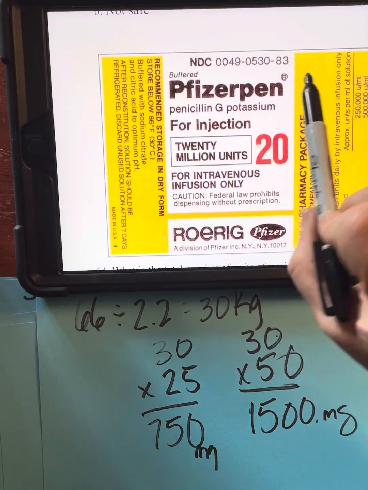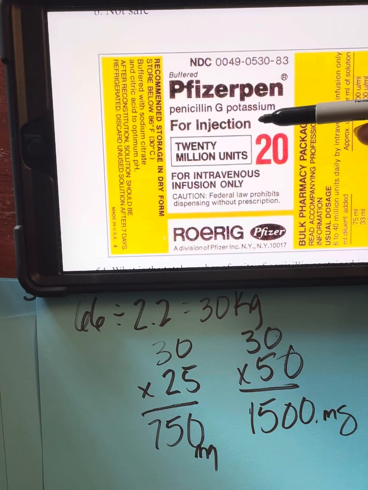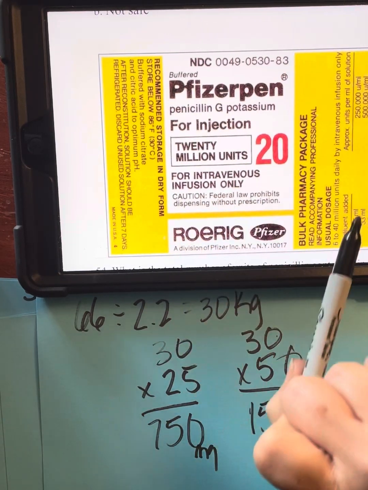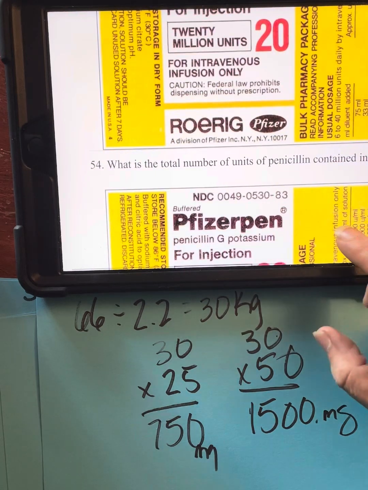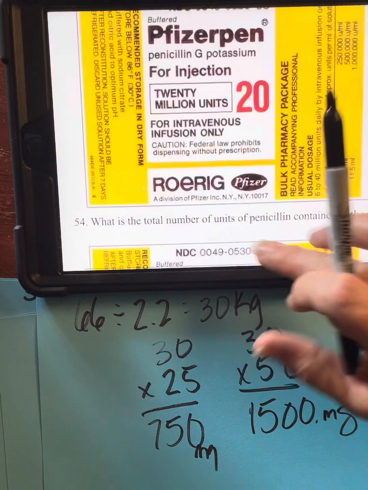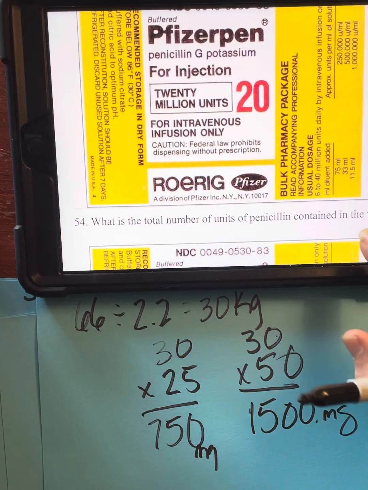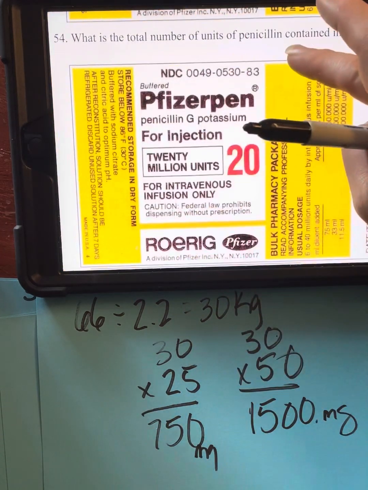Okay, I don't know how to say this word. Pfizerpen, it's penicillin G potassium. It's an injection. And there's 20 million units in this whole vial right here. And it said, what is the total number of units contained in the vial? 20 million units. That's the total number. Okay?